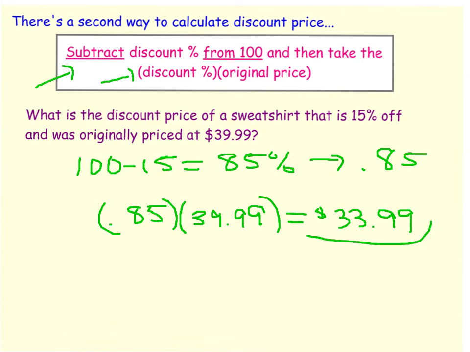$33.99. And I'm done, because what I found was what 85% of the total price was, instead of finding the 15% and then taking it away from the original price. So my sweater now only costs $33.99. All right, finish up your note sheet and we'll see you in class.